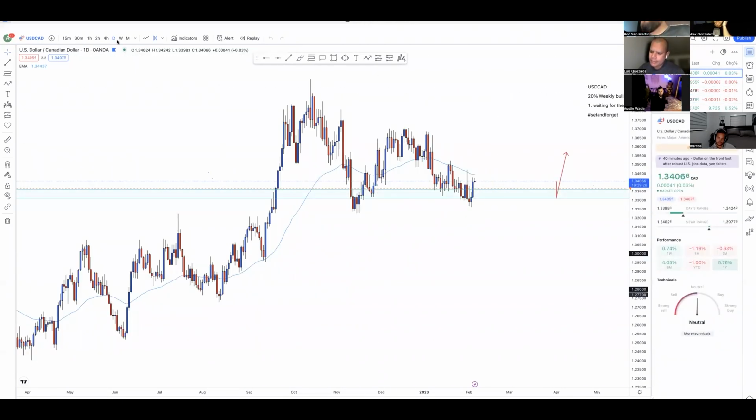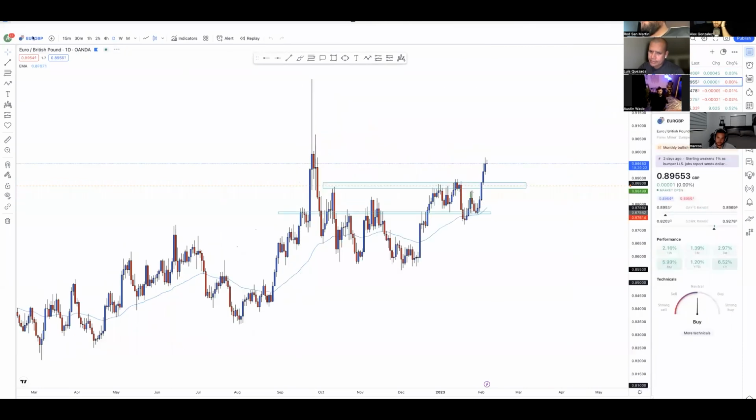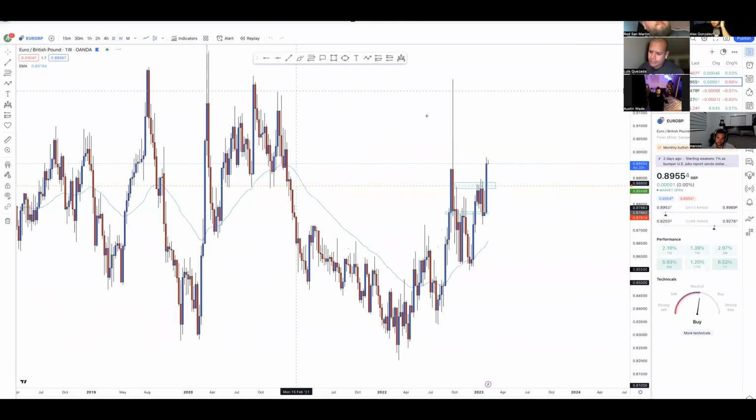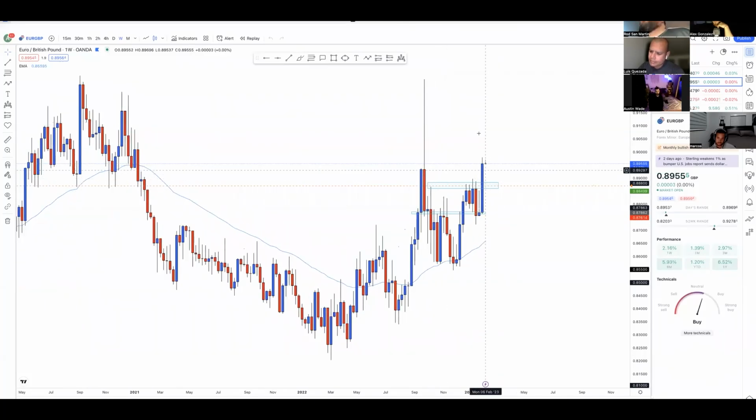So we got USD CAD. You guys already know, we just did it. Little pullback to go long. Euro GBP: we missed it last week because of the head and shoulders, but it is what it is. Now we're waiting for that wick pullback to go long.